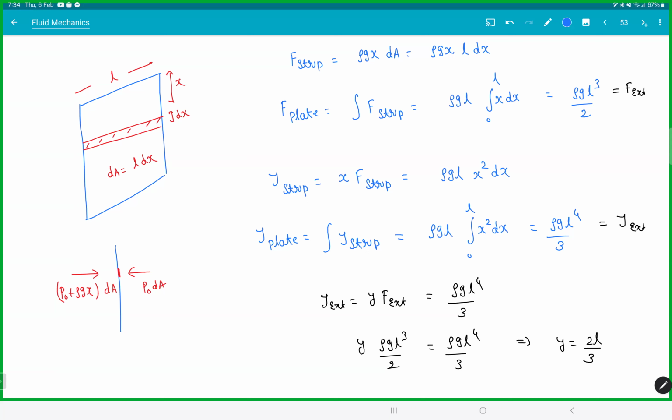Other steps clear, everyone? So you should apply this much force and you should apply it at 2L by 3. If you don't apply this much force, the plate will move left and right. There's a translation. If you don't apply at this position, you'll have a rotation. So when they say equilibrium, you're talking about both the translation and rotational equilibrium. Check this out. Clear, everyone? Any doubts on this?